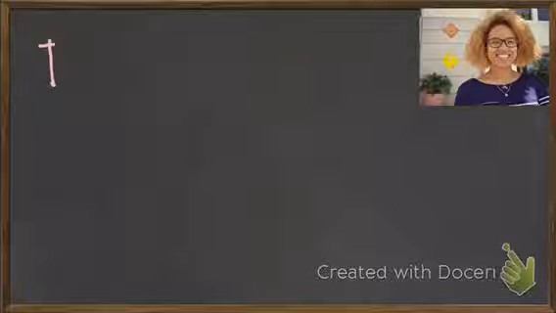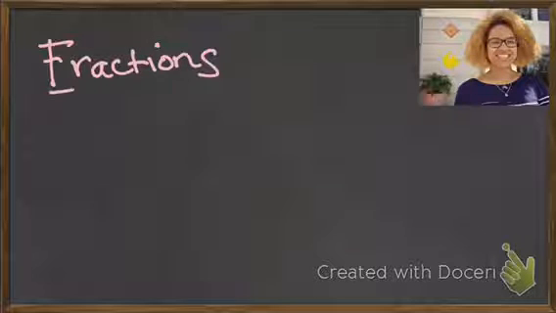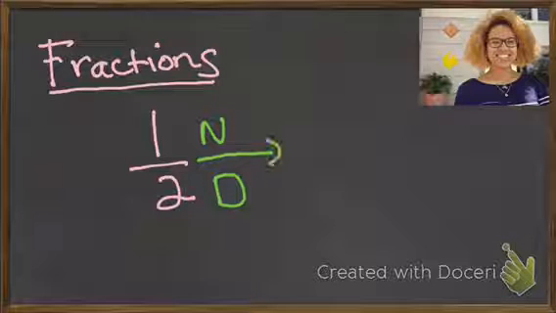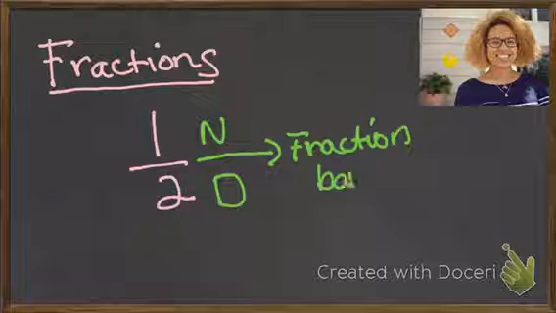In this video, we're going to talk about fractions. An example of a fraction is something such as 1/2, where the top number is called a numerator and the bottom number is called a denominator, and it's split in the middle by a fraction bar. Top numerator, bottom denominator, with a line in the middle called a fraction bar.